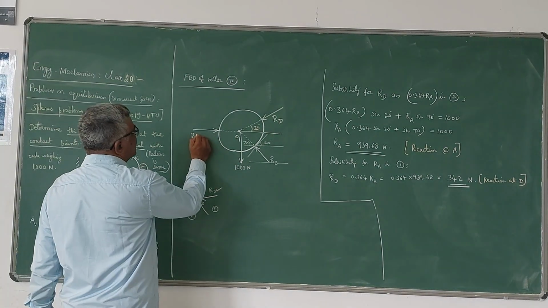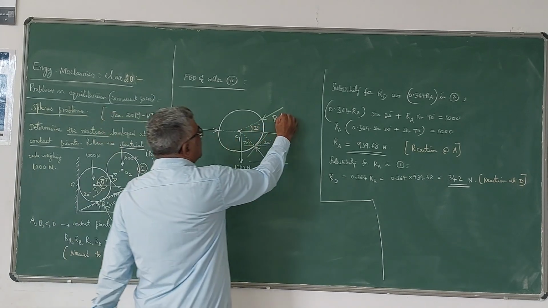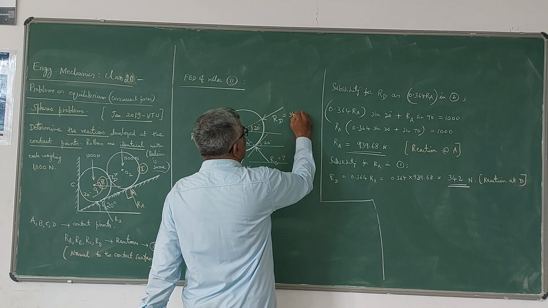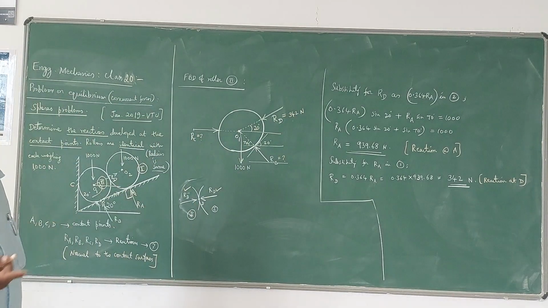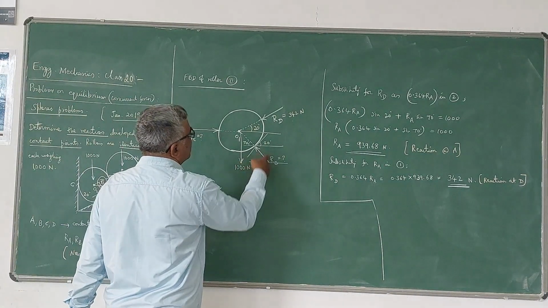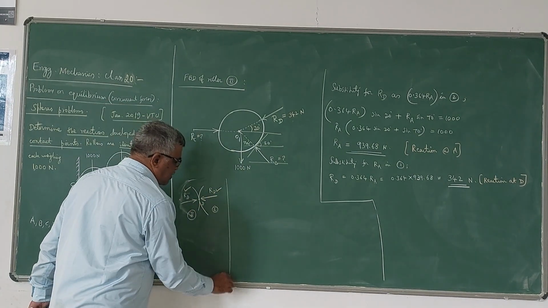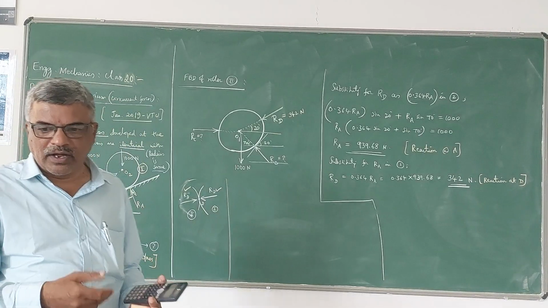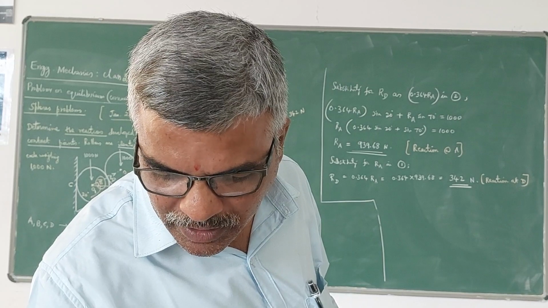Now here we need to find RB and RC, because RD is already known. We have found out here 342 Newton. That's all. Now this roller is subjected to 4 forces: 3 reactions, RC, RB and RD, and 1 weight. So let us use the equilibrium equations to find those 2 unknown reactions here. The same procedure is adopted here.